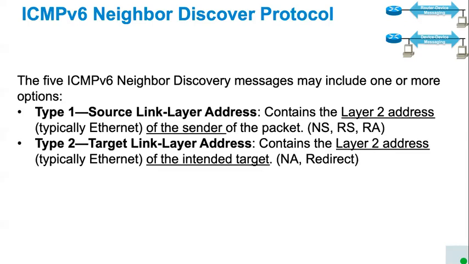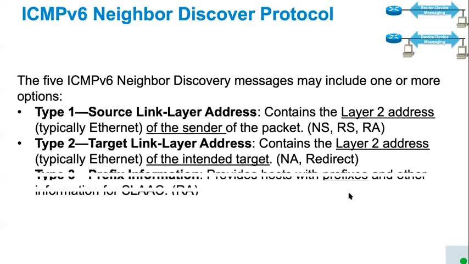By the way, I've put here which messages you see these with typically. The layer 2 address of the sender is used with neighbor solicitation, router solicitation, and router advertisement. The target link layer address, the layer 2 address of the intended target, is used with neighbor advertisement and redirect messages. And we'll see that this will become clearer when we actually look at these messages in more detail.